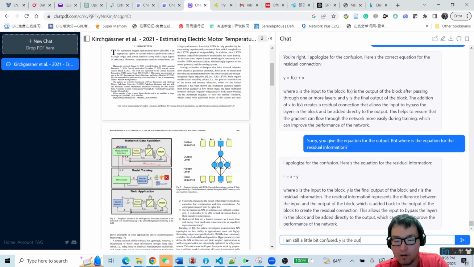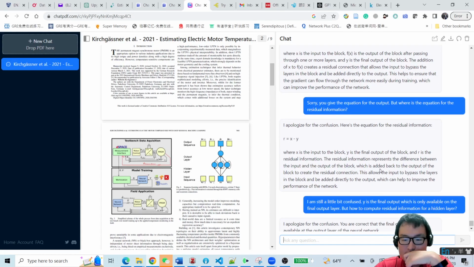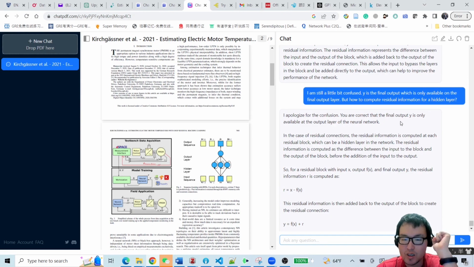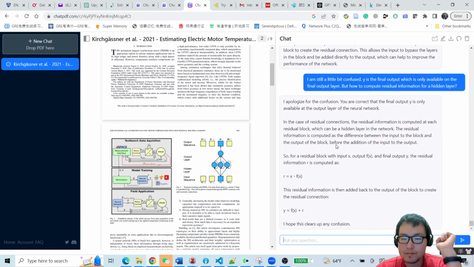Why is the final output, which is only available on the final output layer, but how to compute residual information for a hidden layer, right? So it actually admitted it made some mistake previously. The residual connection is computed at each residual block, which is a hidden layer.